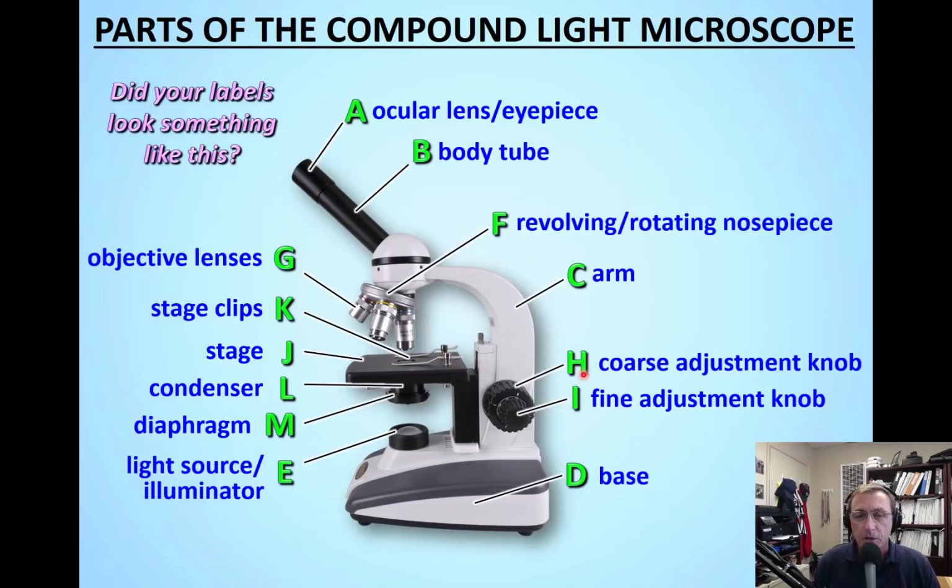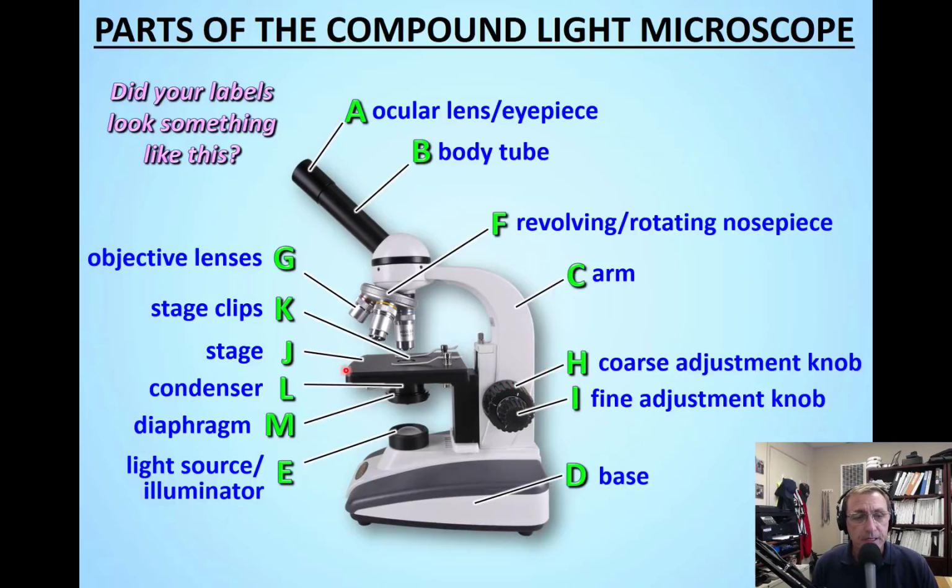H, where are you? H, over here, 2 knobs. It's a little tricky to see. Hopefully it's big enough on your screen. There's an outer ring, kind of a bigger knob, and then a smaller inner ring. The H, the bigger one, is called coarse adjustment knob. It moves things in bigger increments, larger increments. And then I, the inner one, moves the stage, we'll talk about that in a minute, in much finer increments. And we'll talk about what you use that for.